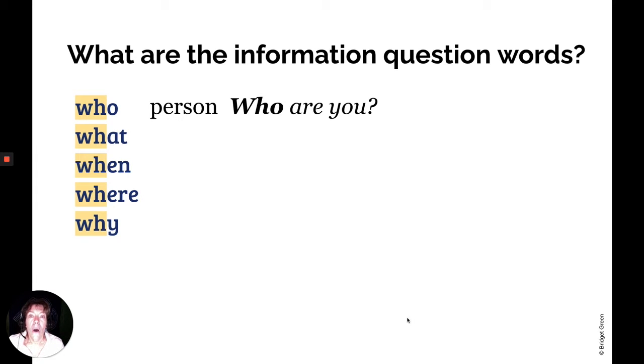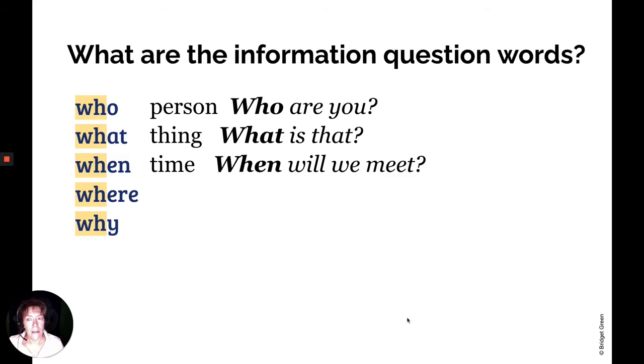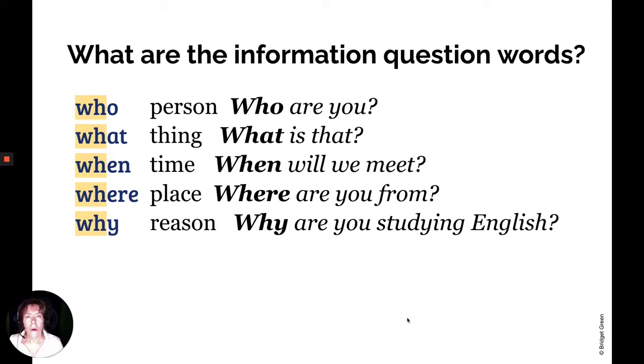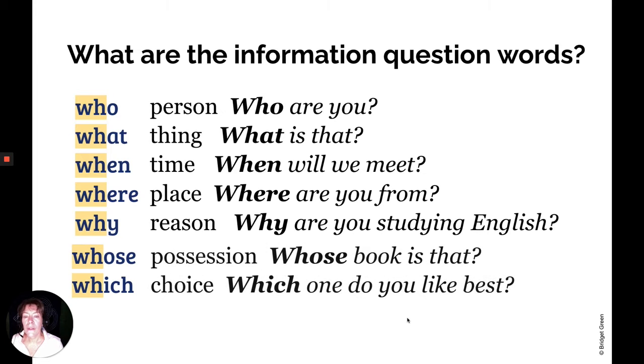They tell you who is for a person. Who are you? What is for a thing? What is that? Time. When will we meet? Place. Where are you from? Reason. Why are you studying English? Also, whose and which. Whose is for a possession. Which is for a choice. If you have 1 or 2 or 3, which one do you like?